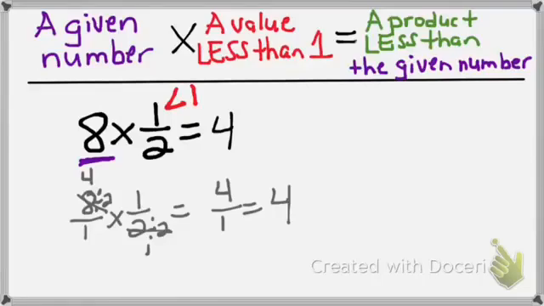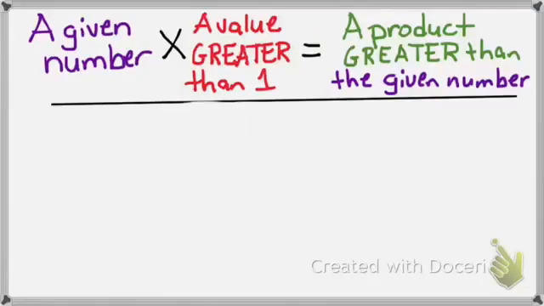8 was my given number. 1/2 was a value less than 1. That should give me a product that's less than my given number, and my 4 is less than 8. So a given number times a value less than 1 will equal a product or an answer that's less than the given number. So our fourth and final fraction hint is a given number times a value greater than 1 will equal a product greater than the given number.